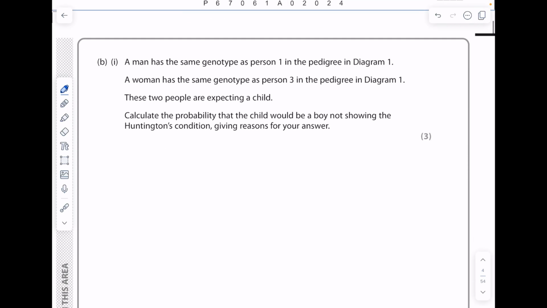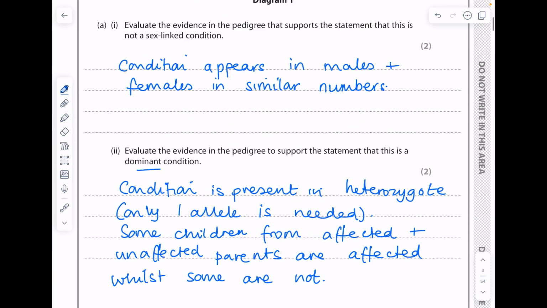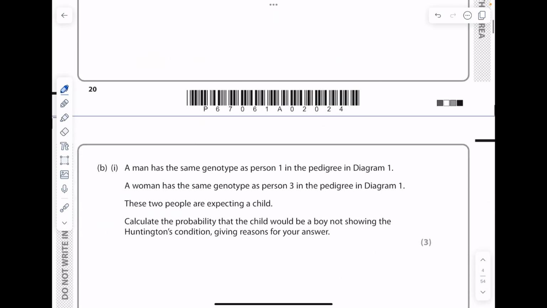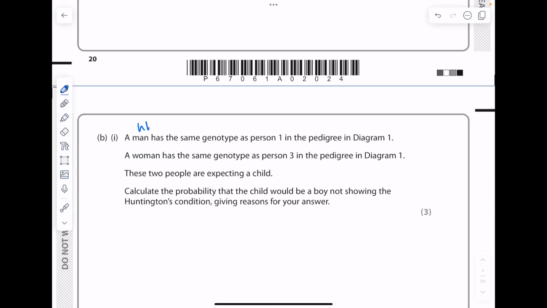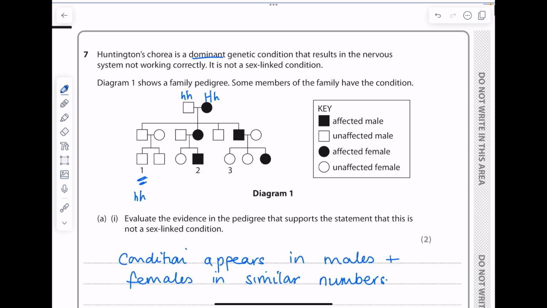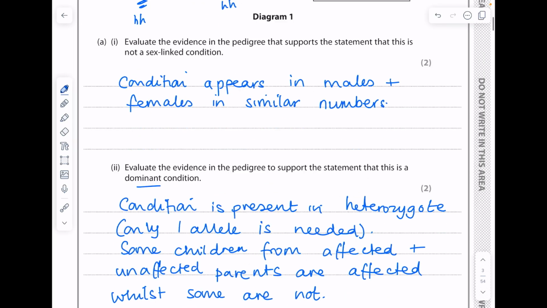A man has the same genotype as person 1 in the pedigree in diagram 1. Let's have a look at person 1. It's that person down here. We know they're unaffected, which means there must be lowercase h. Just making notes to myself. A woman has the same genotype as person 3. Let's look at person 3. Because person 3 is healthy, they must also be lowercase h.